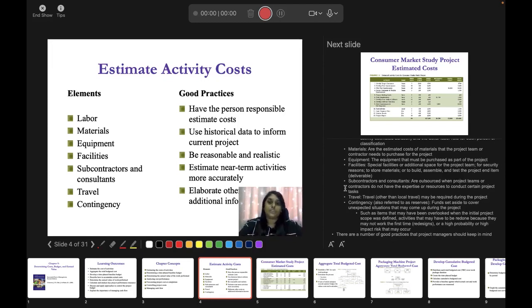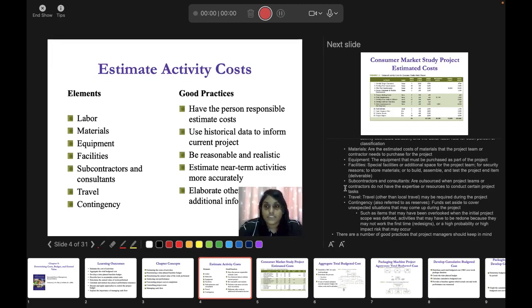Your transport: you are going to travel from a local place to a foreign place, or even from state to state, or from one specific place to another. You will have your travel expenses. And then you have your contingency.